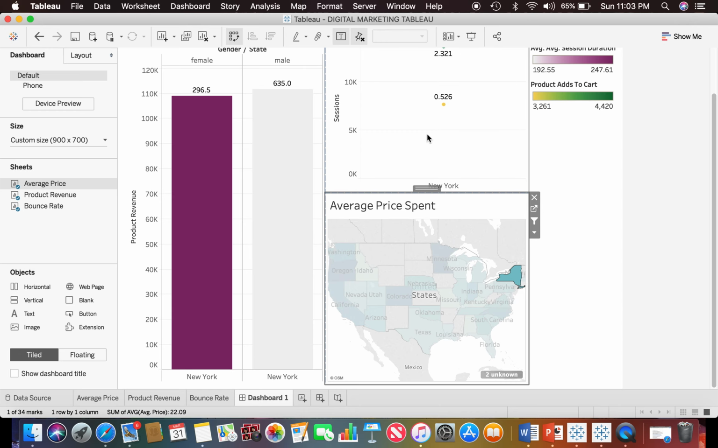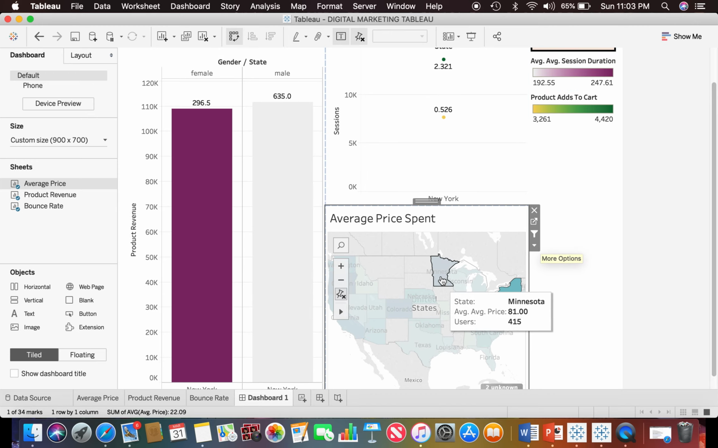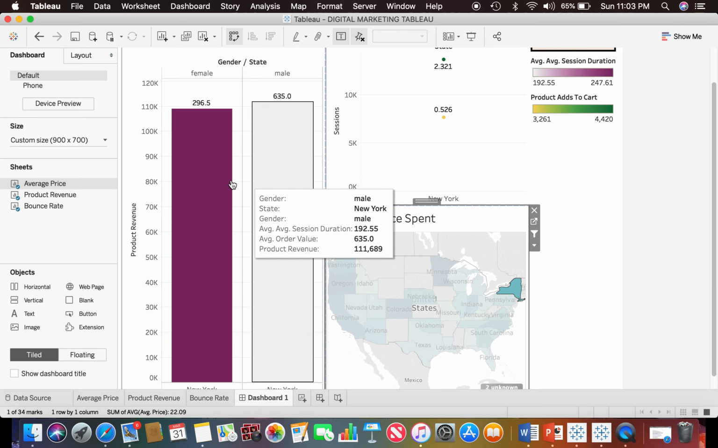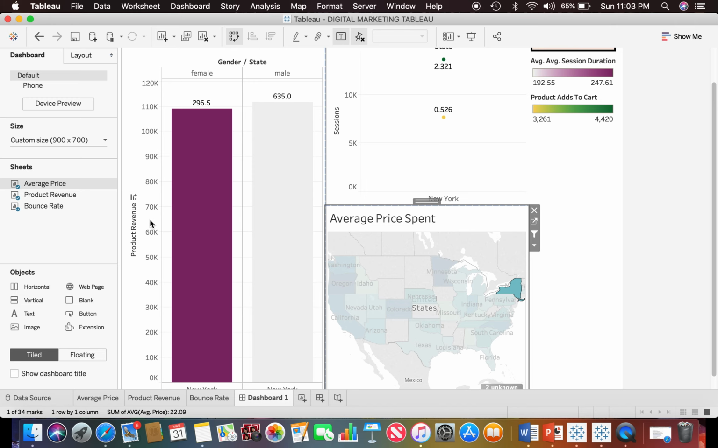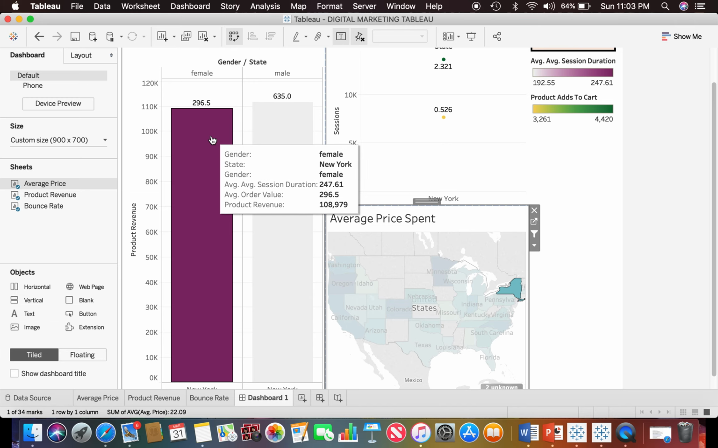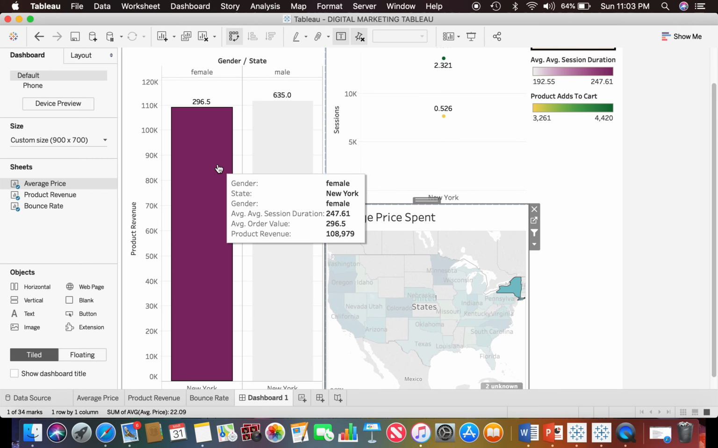Now, this is, I feel, by far very interesting compared to the other three states that we went over. As you could tell, their bars are about the same. They are very similar in product revenue, around 110K. But compared to the other two graphs, females are on the merchandise store a lot longer than males. And the interesting part is their average order value is a lot higher as well.